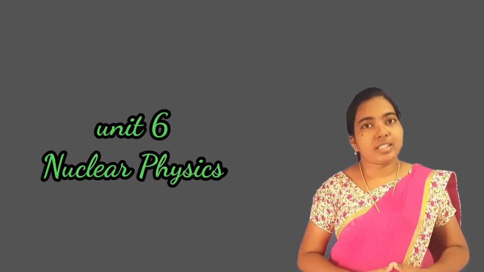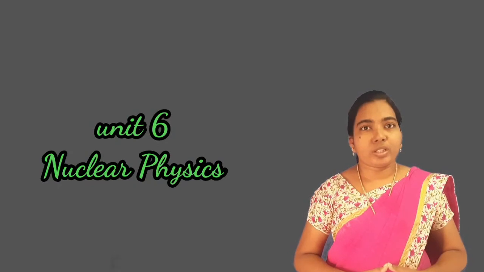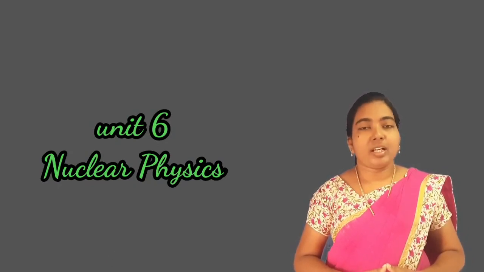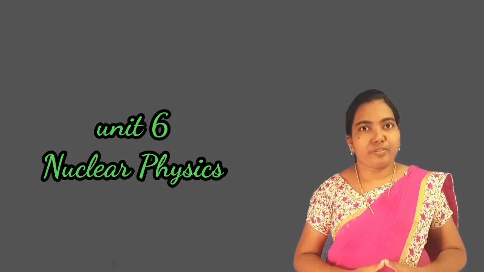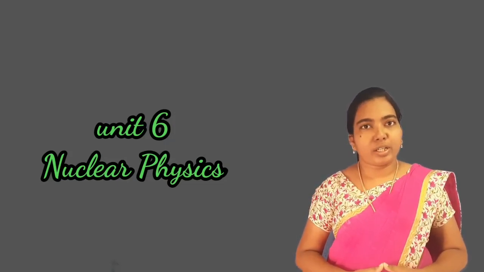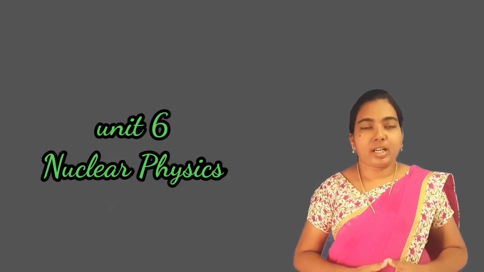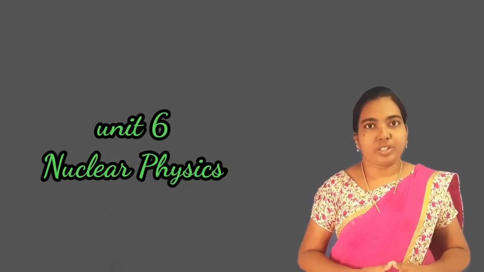Hello children, today we are going to start Unit 6 Nucleophysics. In this lesson, we are going to learn what is radioactivity, properties of alpha, beta and gamma rays, concepts of nucleofission and fusion, controlled and uncontrolled chain reaction and a few more topics in this lesson. Come, let's enter into this video session.